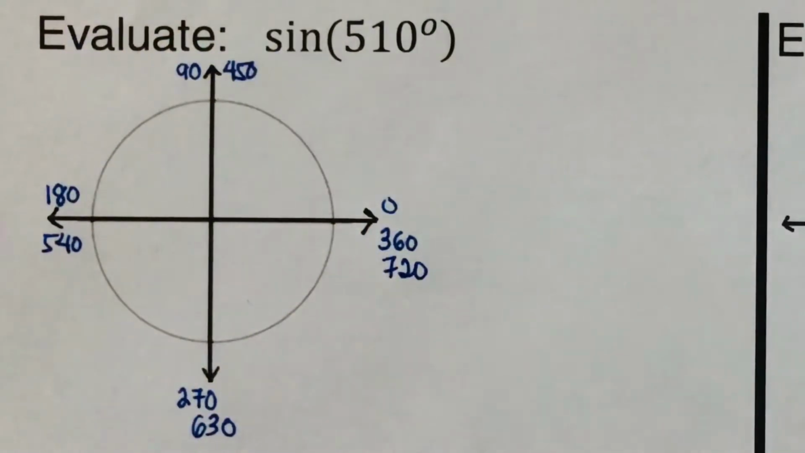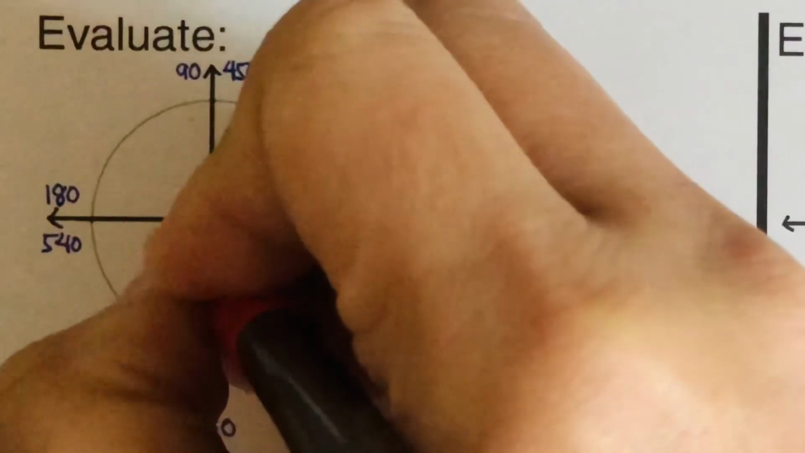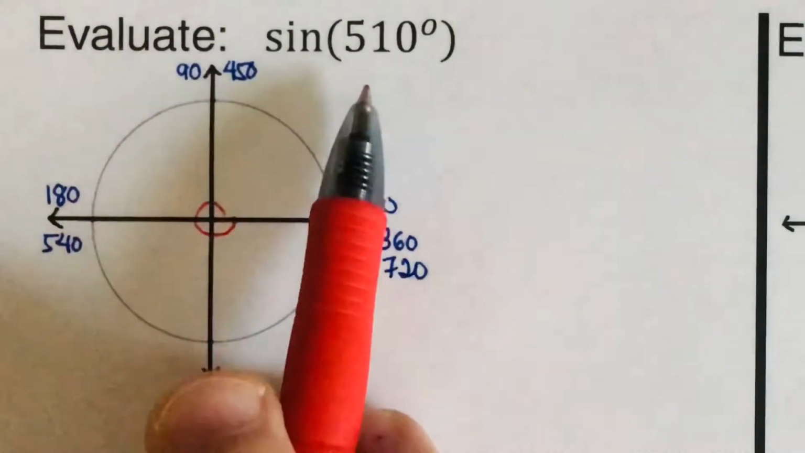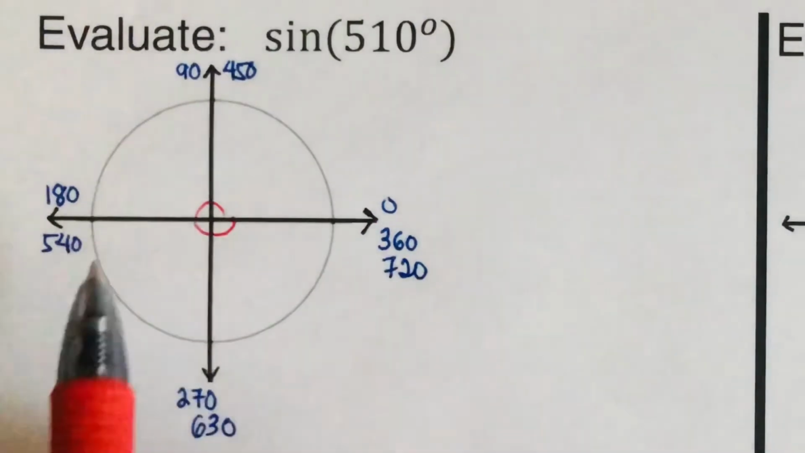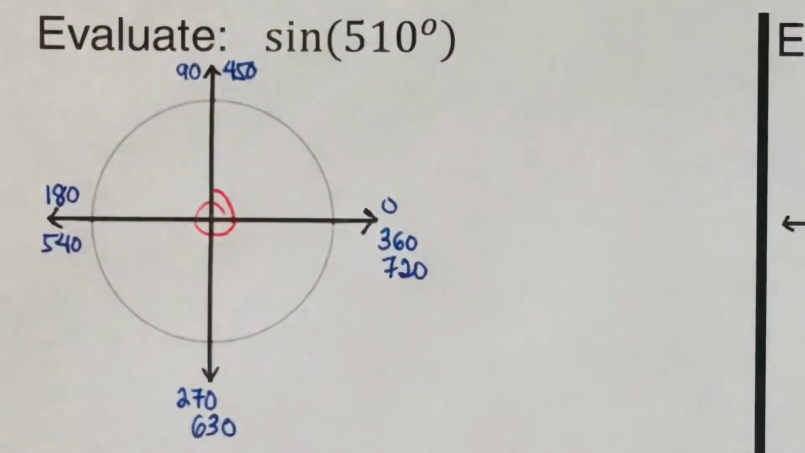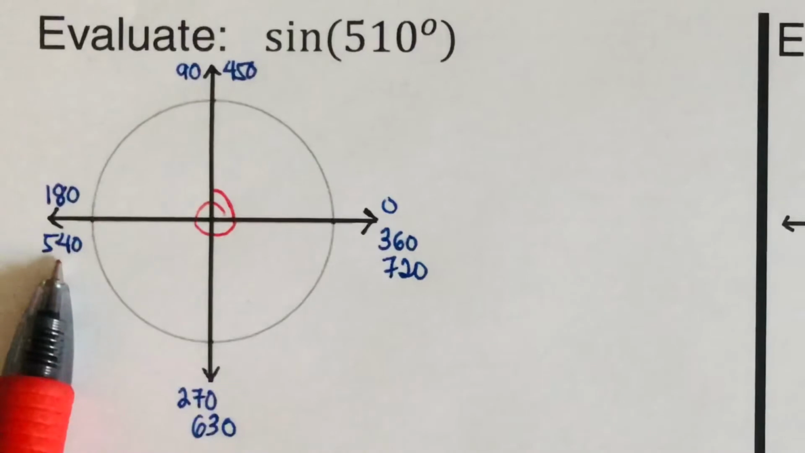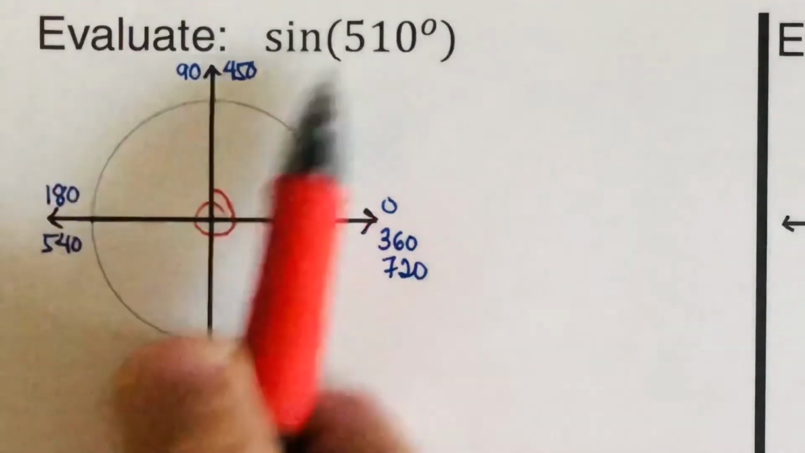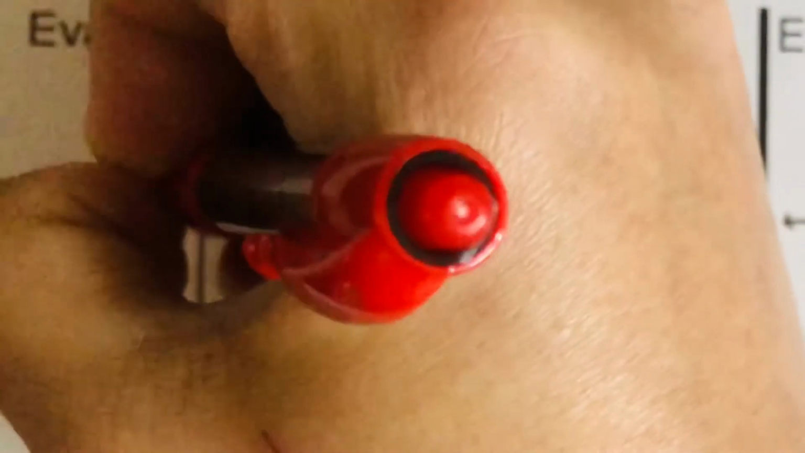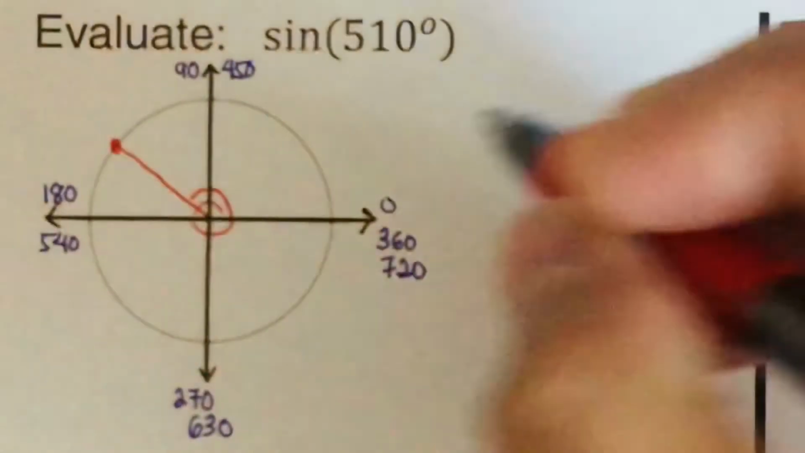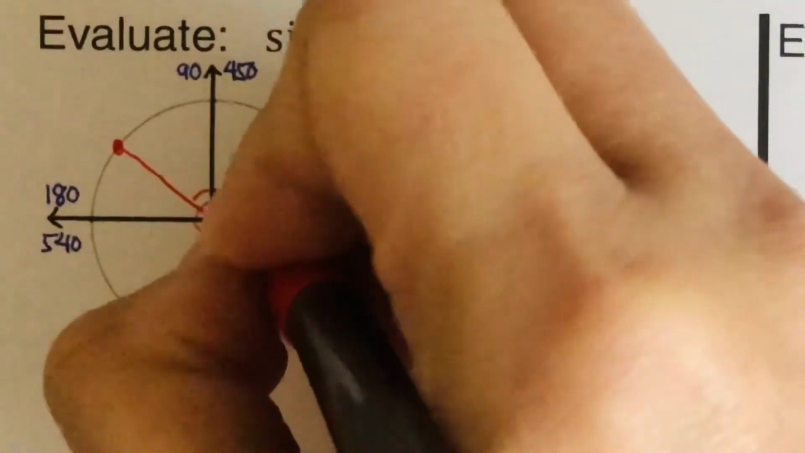So we're going to locate 510. If we go around the circle one time, that is 360. But it says 510, so we can see that this is 450. If I stop here, that's 450. If I go all the way to the negative x side, that would be 540. I should not go closer to 540 because we have 510, so I can stop somewhere around here. I'll just approximate it. So I'm going to label that as 510.